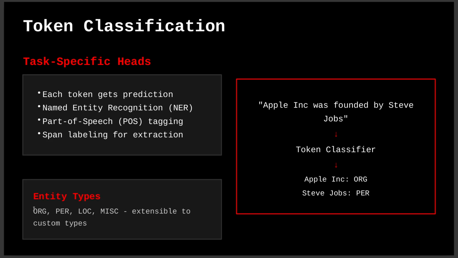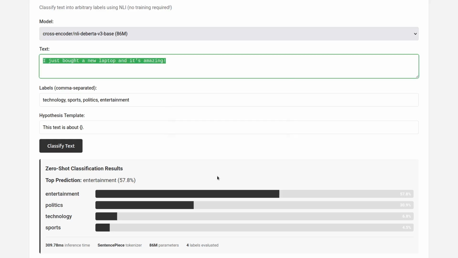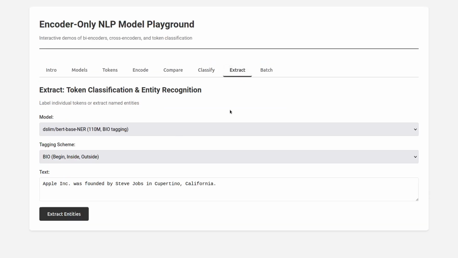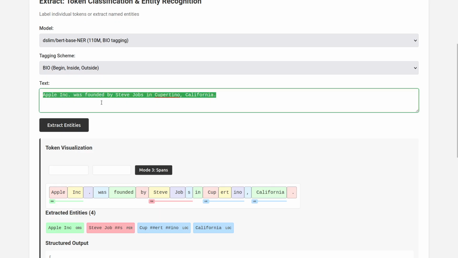So here are some labels that we can look at, like an organization, a person, a location, or miscellaneous. And we're going to try to extract named entities that have these labels, and we're going to use a model specialized to do that. So we will go to extract, and I'm going to hit extract here, and I'll go straight to this labeling scheme. So we have the input text of Apple Inc. was founded by Steve Jobs in Cupertino, California.